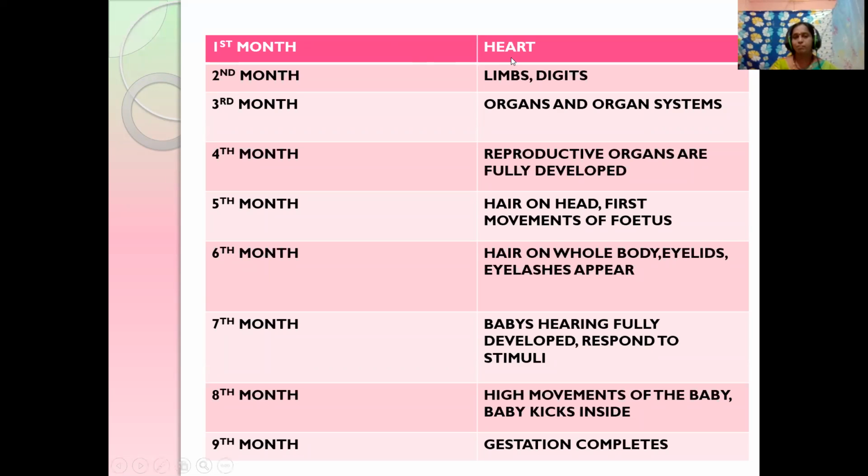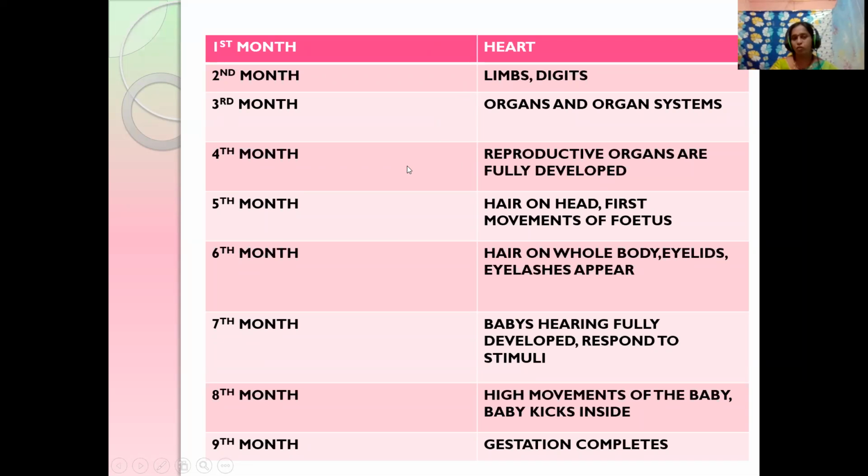In the first month, the child's heartbeat can be heard with a stethoscope. In the second month, the limbs, that is the hind limbs and forelimbs, are developed, and also the fingers are developed. In the third month, organs and organ systems are developed. So a mother is always advised to be very careful during the first 3 months.